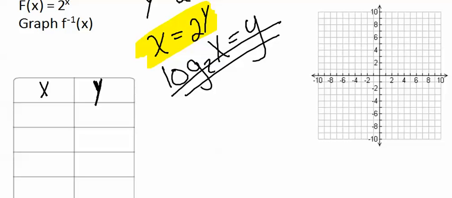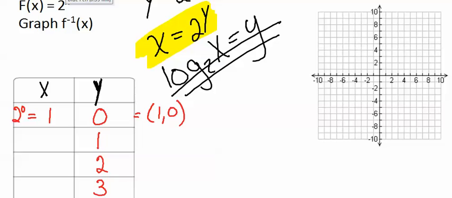So what we're going to do with this is we're actually going to start with the y this time. We're going to take 0, we're going to plug it in for y. And so now I would have 2 to the y, or 2 to the 0 power, which would equal 1. So one of the coordinate points that we would end up getting is 1, 0. Then I would start, and I'd go with 1, and then 2, and 3, and see what that produces.